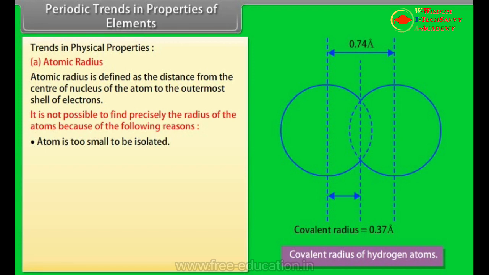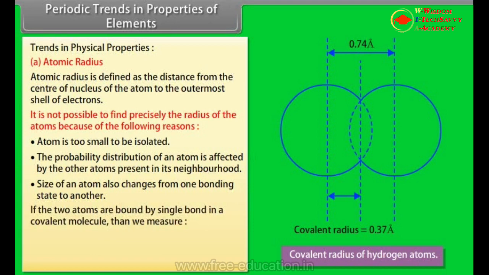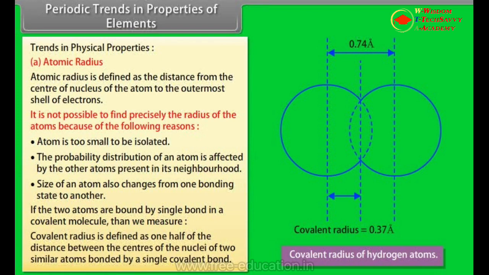Atom is too small to be isolated. The probability distribution of an atom is affected by the other atoms present in its neighborhood. Size of an atom also changes from one bonding state to another. If the two atoms are bound by a single bond in a covalent molecule, then we measure the covalent radius. Covalent radius is defined as 1/2 of the distance between the centers of the nuclei of two similar atoms bonded by a single covalent bond.